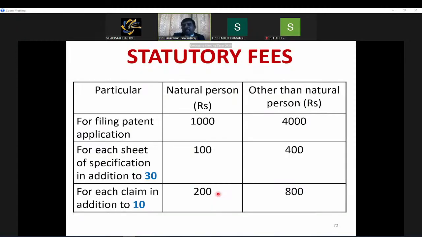And these are the fees prescribed by the Indian Patent Office. If it is a natural person, then the filing fee is 1,000 rupees. Other than a natural person, it is 4,000 rupees. And for each sheet, if it does not exceed 30, then in that case 100 rupees. And for up to 10 claims, 200 rupees. After that, additional charges will apply.